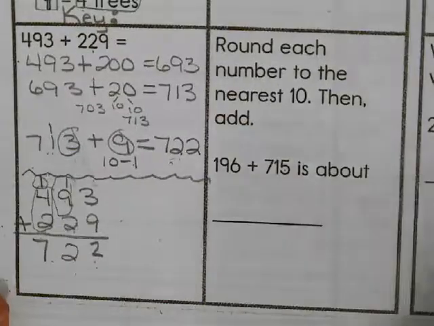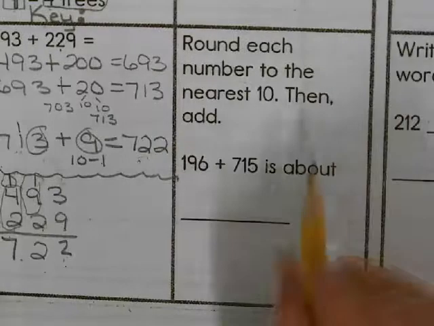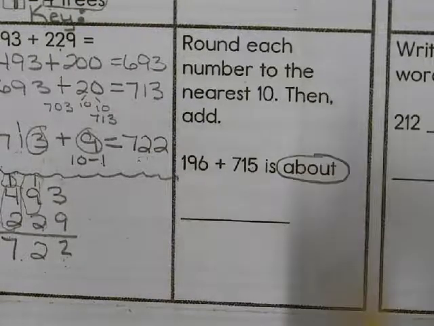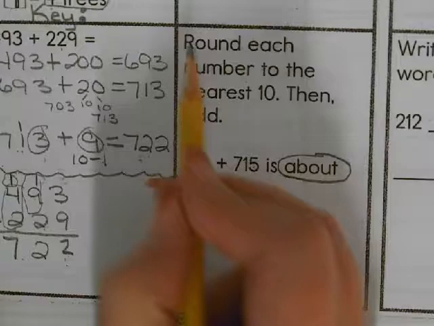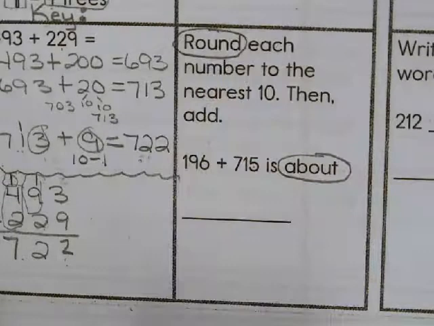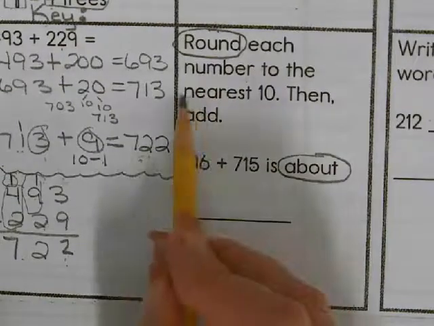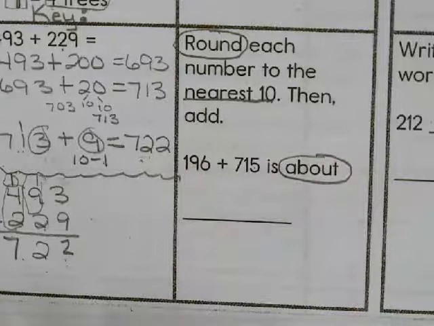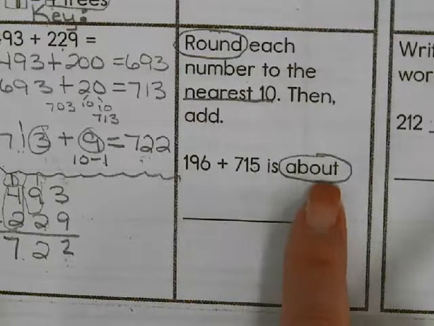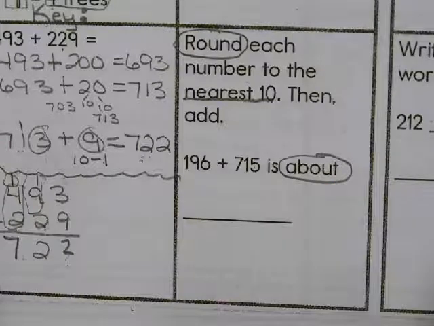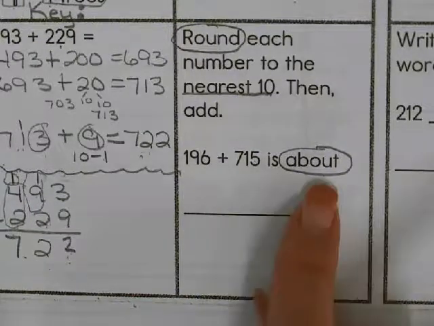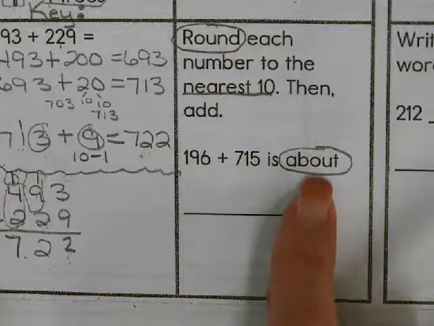Our next problem is rounding. Again, remember the word about is a clue word to tell us that we are to round these numbers. And it tells us to round to the nearest 10. But we're still forgetting in some cases when we're looking at our problems in our DMA quiz that we don't want an exact amount, we want an about amount.